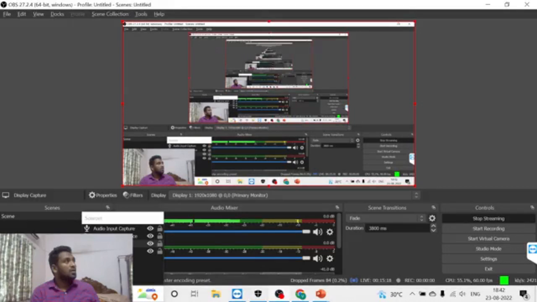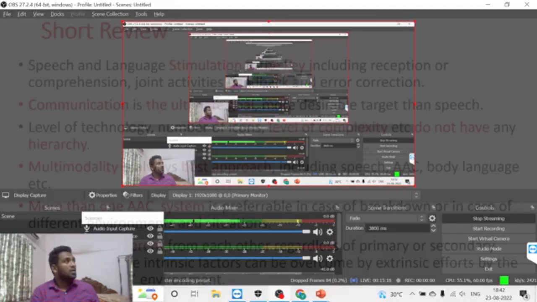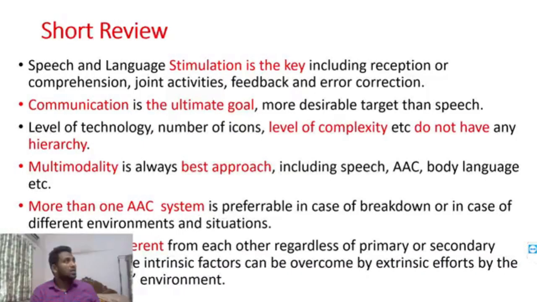So before that, if you remember, last time we talked about speech and language stimulation. It is the key that includes reception or comprehension, joint activities, feedback to the child's behavior or activities, and error correction. And communication is and should be the ultimate goal, and it is more desirable than speech. Then when we are talking about AAC, the level of technology, number of icons, and level of complexity don't have any hierarchy, and multimodality is always the best approach.